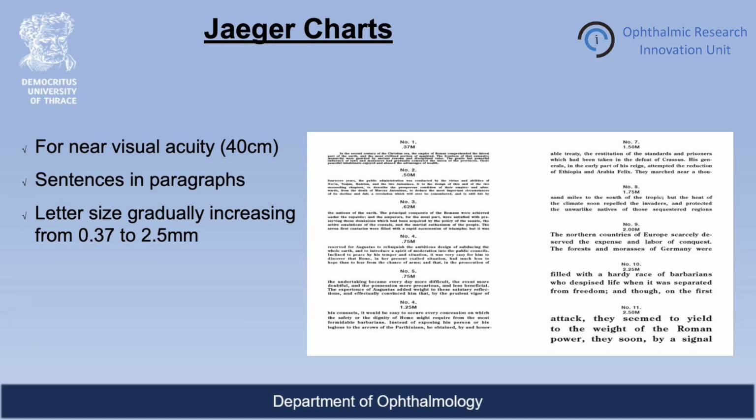The Jaeger chart test is used for the near visual acuity measurement. It is comprised of sentences in distinctive paragraphs, whose letter size is gradually increasing from 0.37 to 2.5 millimeters. The chart is to be held at a fixed near distance, usually at 40 centimeters distance from the eye.